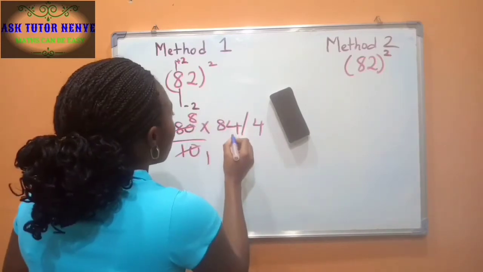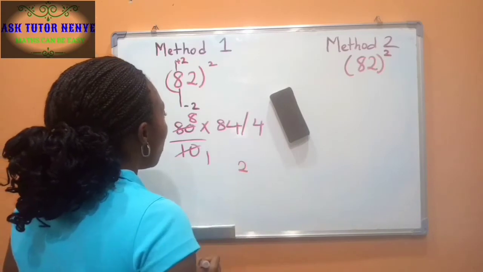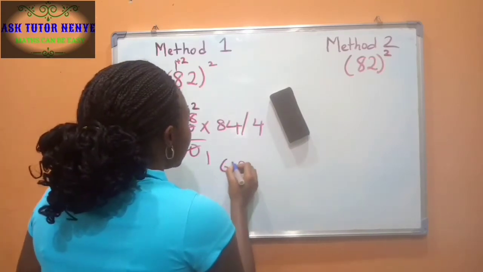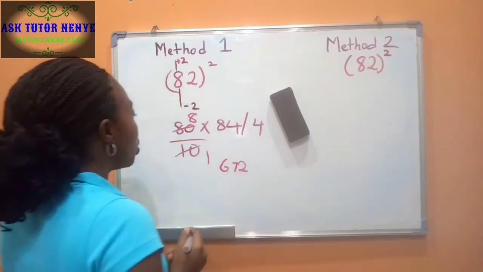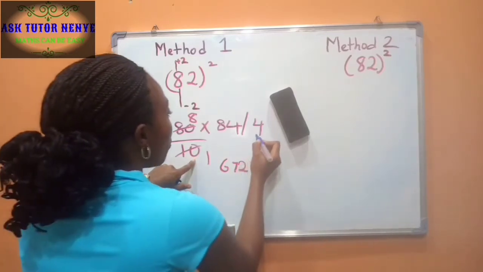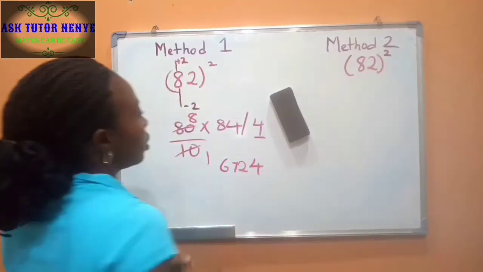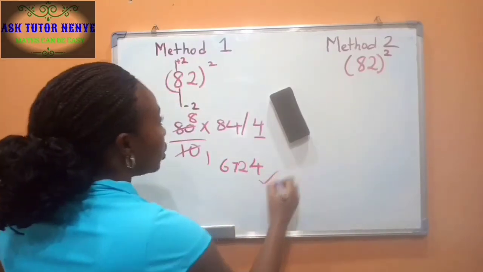8 times 4, you have 32. You write 2, you carry 3. 64 plus 3 gives you 67. Then the next thing you're going to do, if you have a 10 here, if you have 1 0 here, you're permitted to have only one number here. So we simply write 4. So that is it on this method.